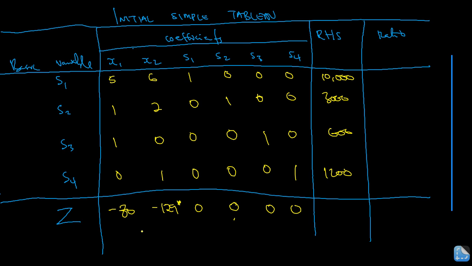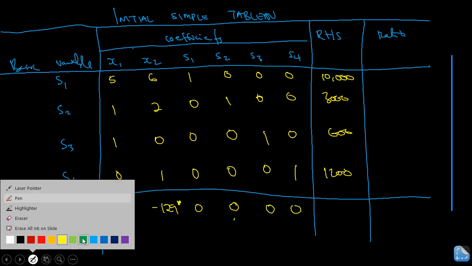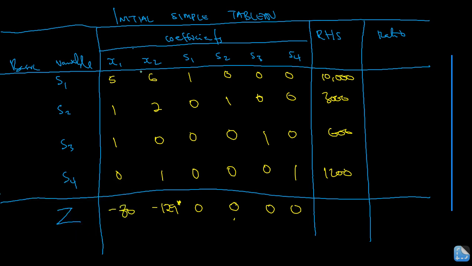Now, once you have determined that 129 is our smallest negative value, we are going to make the column where the smallest negative value is our key column. Okay, so we are going to circle it so that we don't forget. We're going to circle it from here all the way down. So this is step 1, number 1, our key column.